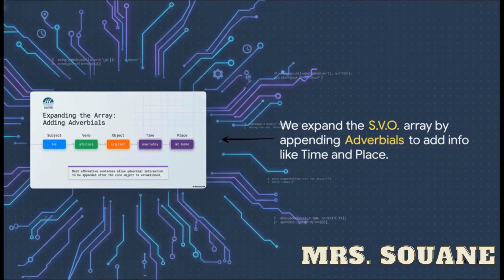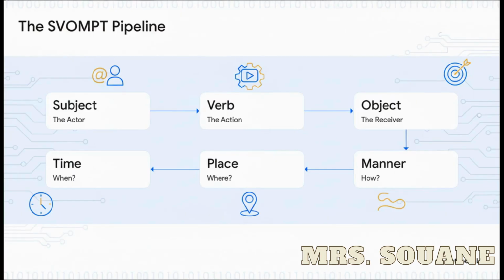So a really easy way to expand our SVO array is by just tacking on some adverbials. Now, think of these as optional parameters you can add to give more context. They add details like when or where something happened, and you usually just append them right after the core SVO structure is finished. But what if you have multiple details you want to add? Well, there's actually a golden rule for the most efficient and natural-sounding order. We call it the SVOMPT pipeline. You start with subject, verb, object, and then you add manner, place, and time. If you follow this sequence, your sentences will almost always sound perfect.